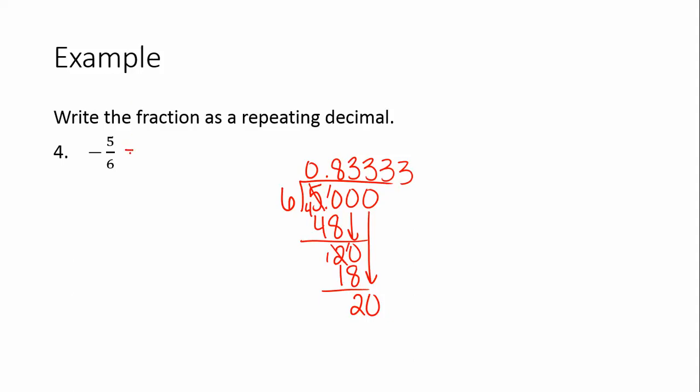So we would have a bunch of repeating 3's. Remember, as you're writing it as a fraction, you don't have to write all those 3's. You just have to write one of them. 0.83, and the 3 repeats. So we put the bar just over the 3. The last thing you have to remember with this example is that it was a negative fraction, so we need to make our answer negative also.